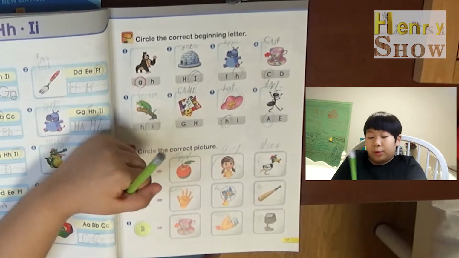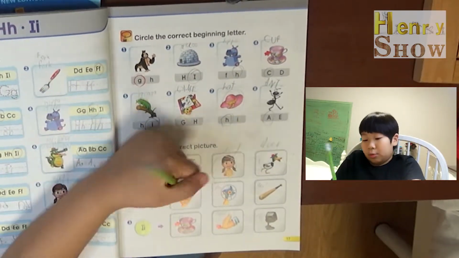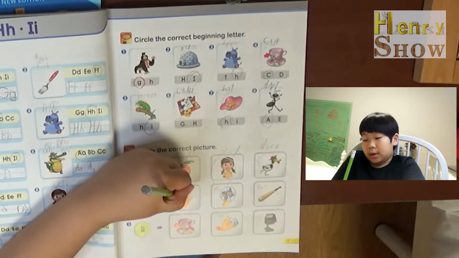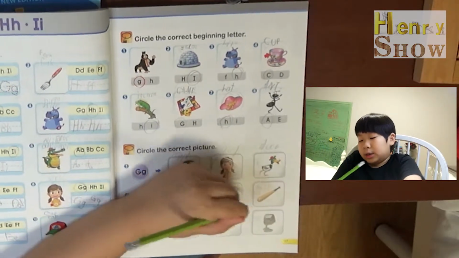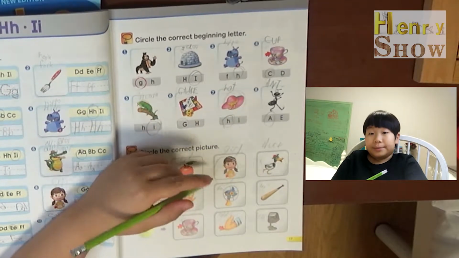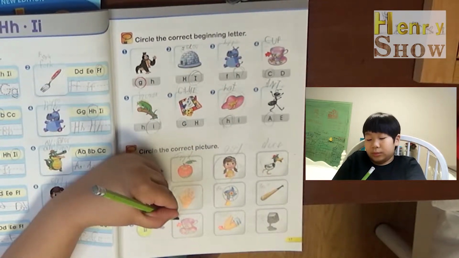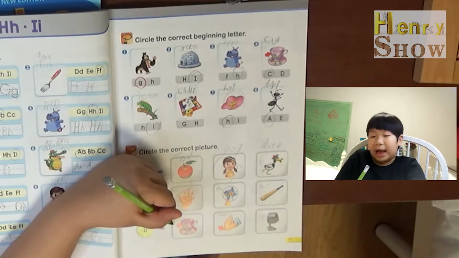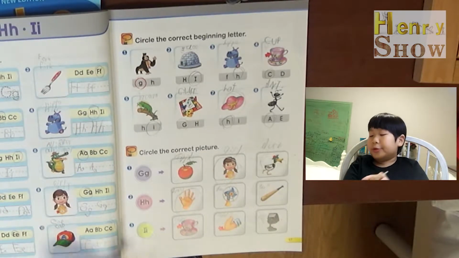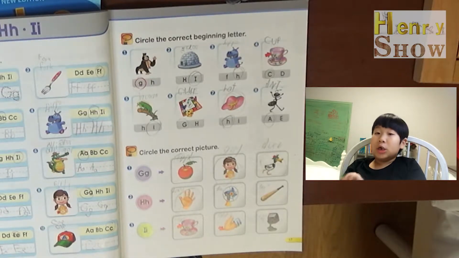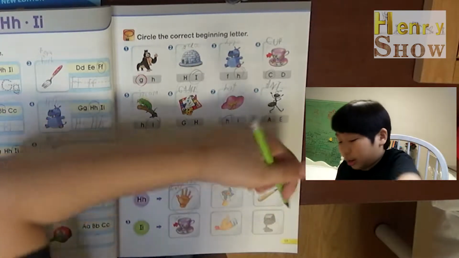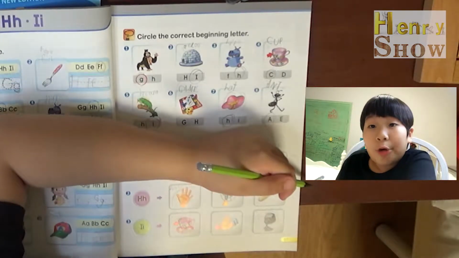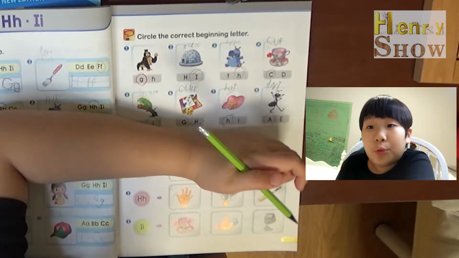Now, first, let's do number 2. Does it start with H? Yes, this is correct. Incorrect. It doesn't start with H. Now, do they start with I? No. Do they start with I? No. Does it start with I? Yes. And it's important to know what capital and lowercase are.